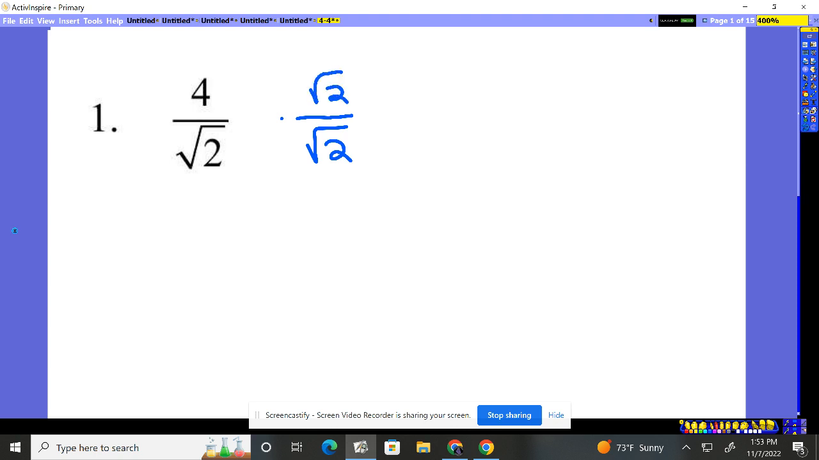Now notice the square root of 2 over square root of 2 is worth 1 because they're the same number. So it's only worth 1, so you're not changing anything really. So up top, I get 4 root 2. And what is the square root of 2 times the square root of 2?